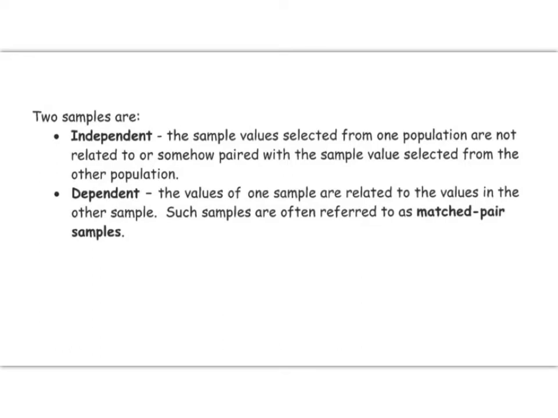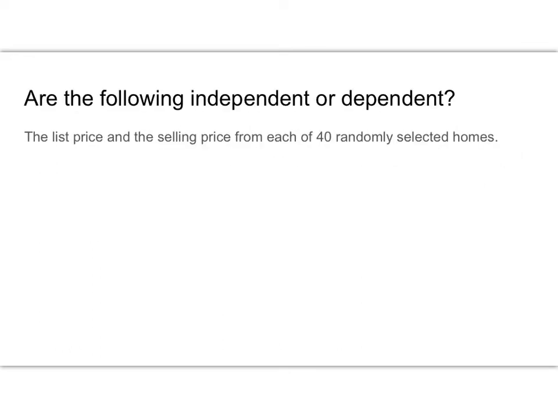So let's go through a few examples to see if we can tell which is which. First example: the list price and the selling price from each of 40 randomly selected homes. So we're looking at 40 homes, and we're looking at the list price and the selling price. These are actually dependent because we are matching the prices up to each other with the homes. So they're matched pair.